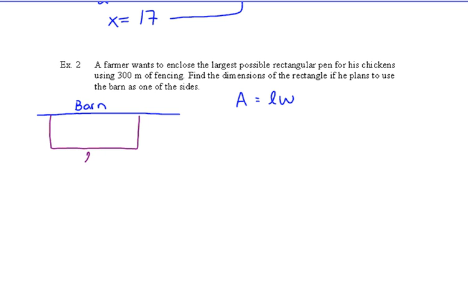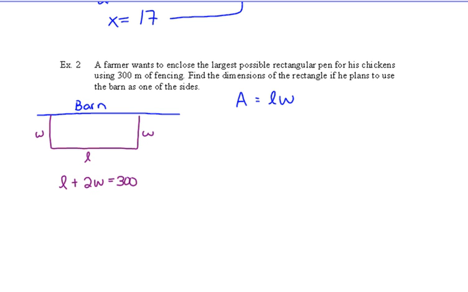So we have, can we differentiate right now? No, we want to only have an equation with two variables. So is there a relationship between length and width up there somewhere in our word problem? Perimeter, 300 meters of fencing. So now, is it one length or just two lengths? One length plus two widths equals 300.